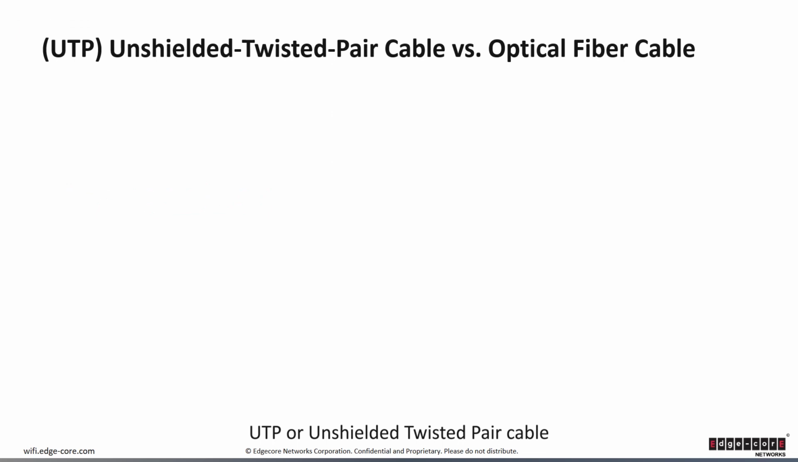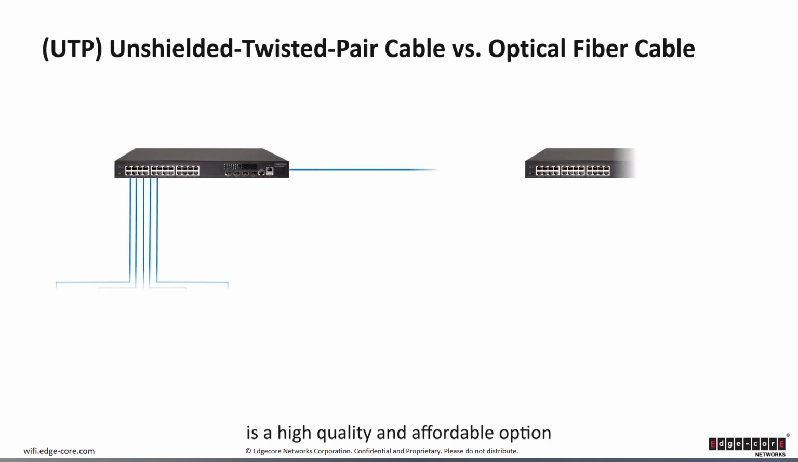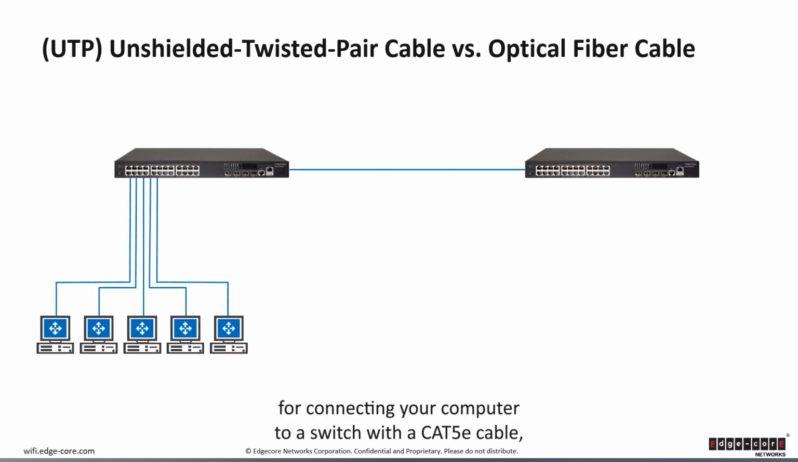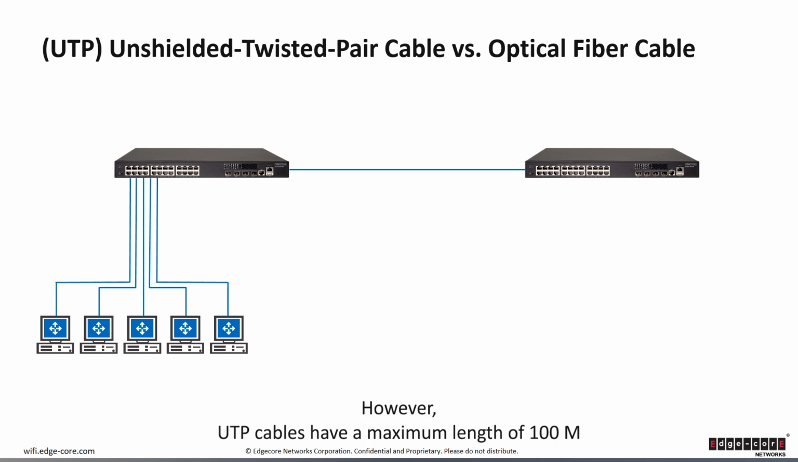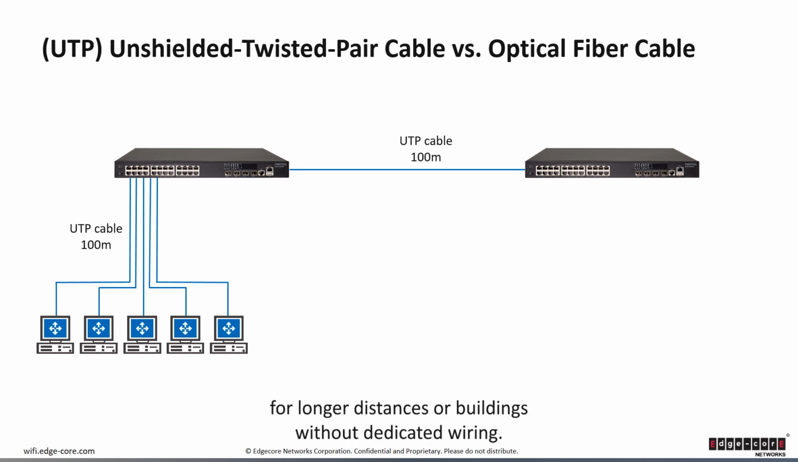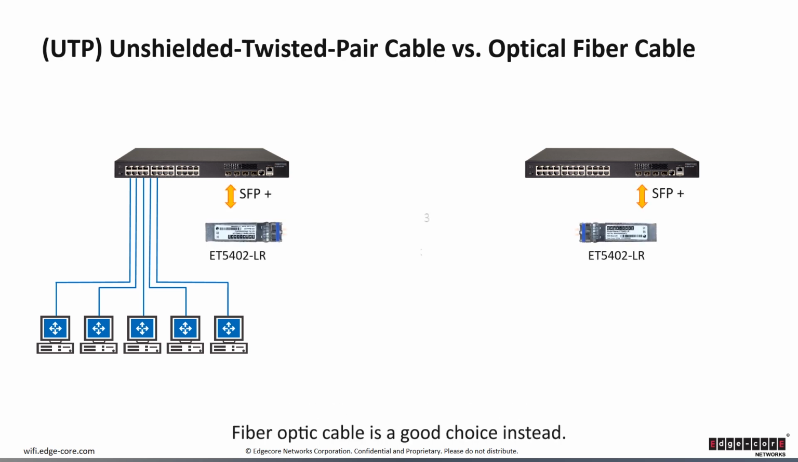UTP, or unshielded twisted pair cable, is a high-quality and affordable option for connecting your computer to a switch with a Cat5e cable, which is the standard wiring in most homes and offices. However, UTP cables have a maximum length of 100 meters. For longer distances or buildings without dedicated wiring, fiber optic cable is a good choice instead.